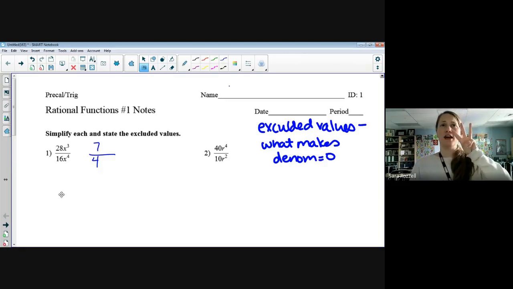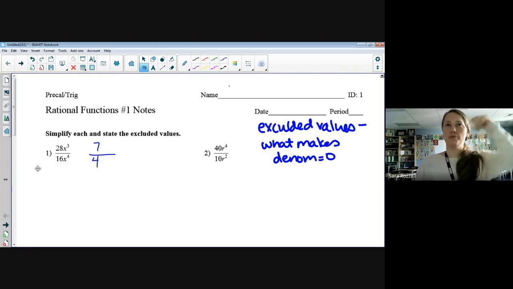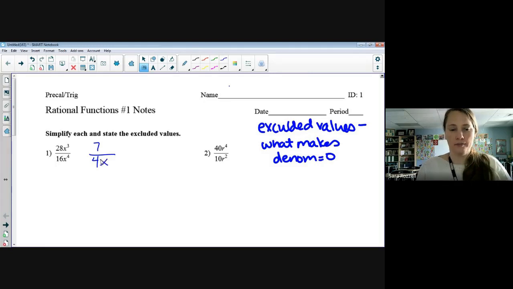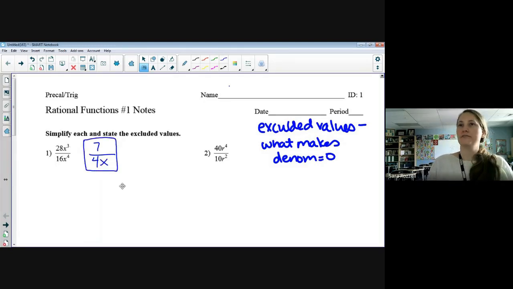And then I've got 3 x's on top and 4 x's on bottom. So how many are going to cancel out? 3 will cancel out, and how many will be left? 1, and is it on the top or the bottom? It is on the bottom, okay? So that is our simplified answer. So we simplified it, but we still need to state our excluded value.